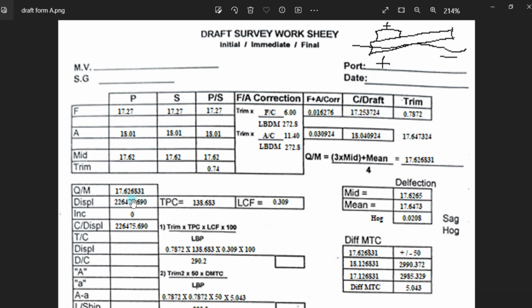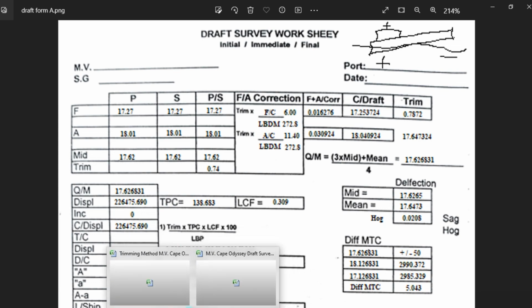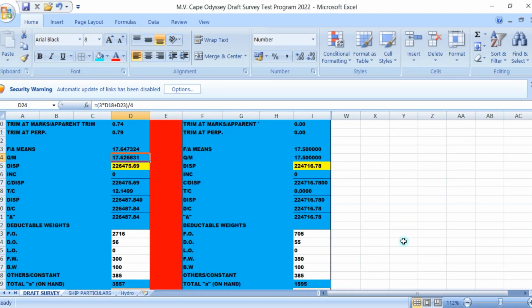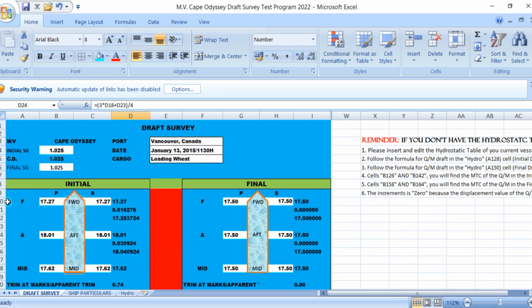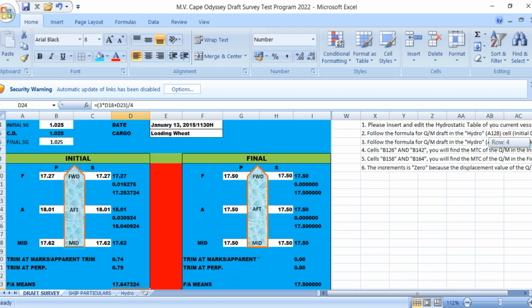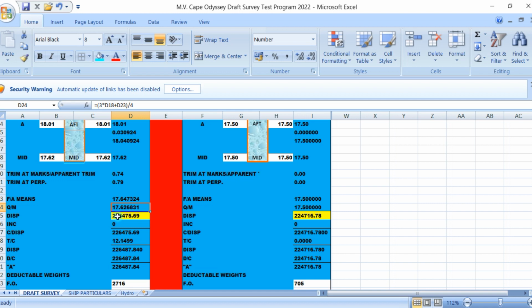We go to the hydrostatic table of the program. Let's say this one, which we have in the last presentation. We have this initial drop survey: forward drop 1727, aft drop is 1801, and mid drop is 1762 for the Stamford. So it is upright. Now we arrive at the quarter mean, which is 17.626831. So what will be the displacement of this quarter mean drop?